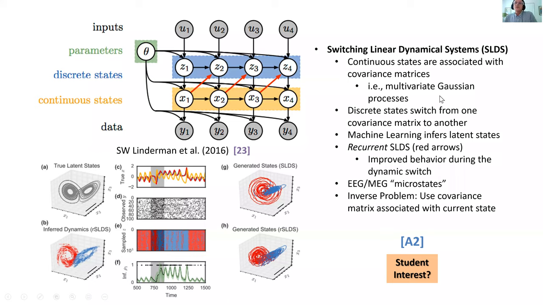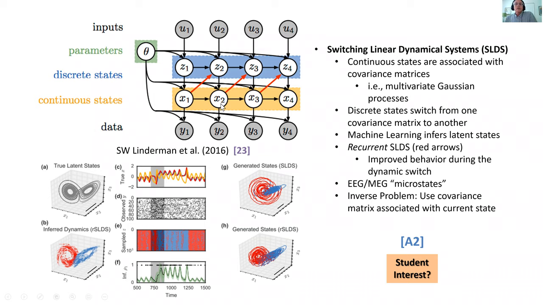So a multivariate Gaussian process is essentially a linear process. But how could this be generalized? Well, the way they do the switching linear dynamical systems is they have continuous states. Each one of these states corresponds to a multivariate Gaussian process, like our covariance matrix C. But there is a generally small number of discrete states. So when we're in state Z1, it uses one covariance matrix. If we happen to be in state Z2, it's a different covariance matrix, and so forth. So the dynamical system switches between different linear systems, from one covariance matrix to another, and machine learning methods are used to infer latent states, as described in this paper here.